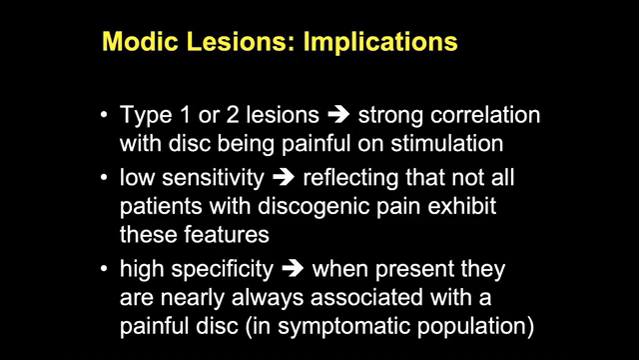Now, there's a low sensitivity, meaning that not everybody with discogenic pain is going to have modic changes, nor are you able to identify an annular fissure for that matter. But there is a relatively high specificity, meaning that when they're present, they are associated with a painful disc, as we just demonstrated with the numerous studies, when you're imaging a symptomatic population. Do these findings occur in non-symptomatic patients? Yes, they do. But if they're not symptomatic or not coming in predominantly for axial pain, then it's less relevant.